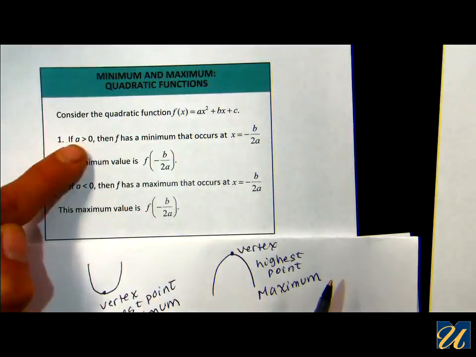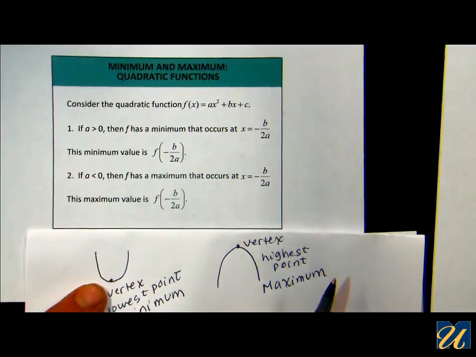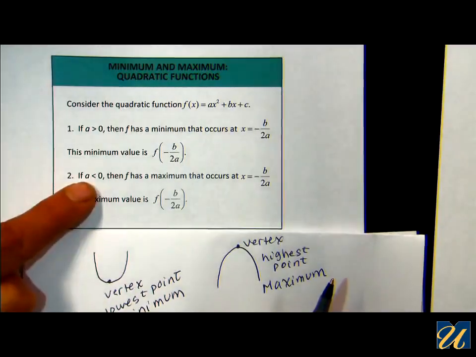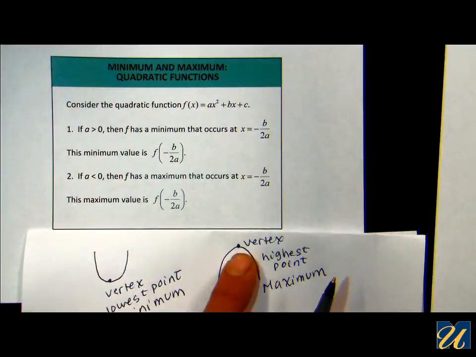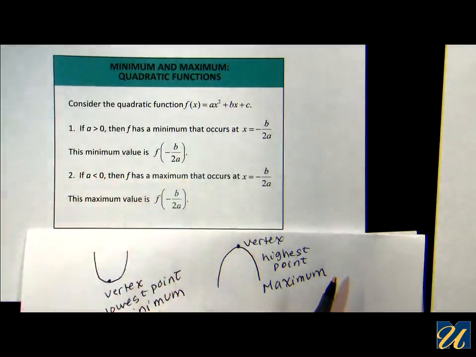Now don't confuse, positive doesn't mean maximum. Remember, the A value controls the shape. If A is positive, positive smiles at you in the pictures this way, which means it's a minimum. And if A is less than 0, negative makes you frown, and that creates a maximum. So there is an opposite nature here, but it makes some sense. The value of A is very important.